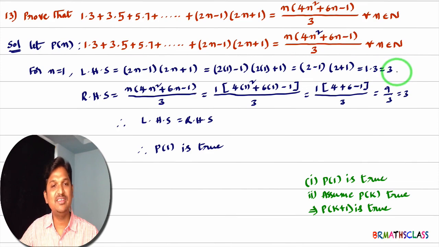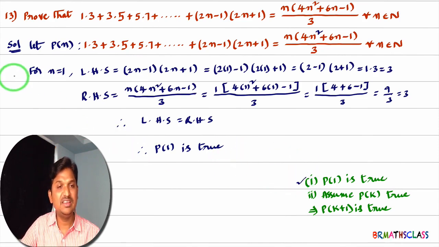So LHS is 3. Right hand side part, n into 4n square plus 6n minus 1 divided by 3. In this, wherever n is there you write 1. So 1 into 4 plus 6 minus 1 divided by 3. 6 plus 4 is 10. 10 minus 1 is 9. 9 divided by 3 is 3. So LHS is 3. RHS is also 3. As LHS is same as RHS, we can say that this statement is true for n equal to 1. That means P of 1 is true. Now we proved first part in this problem.